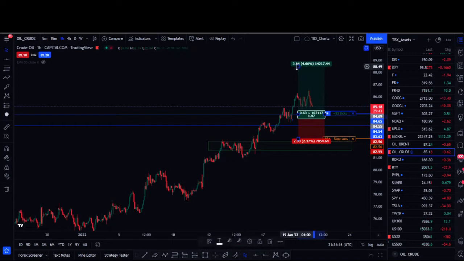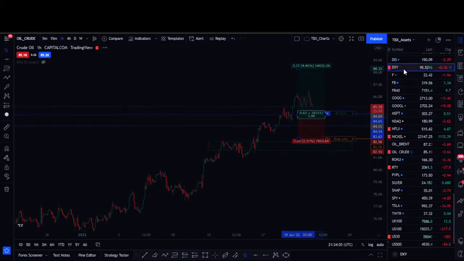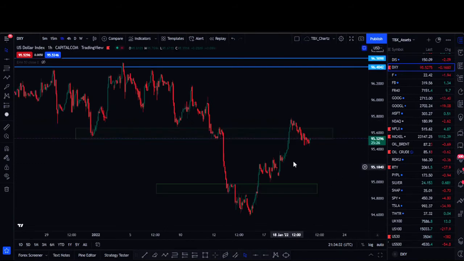I might take a partial profit here and leave the price to continue until I see crude oil showing me a sign of reversal, or when I see a break of structure in crude oil. We also talked about DXY. Now DXY, I actually missed this trade, but it's nice to see that price did exactly what we said it was going to do. I think I'd be looking for trades probably here, or when price breaks this high.